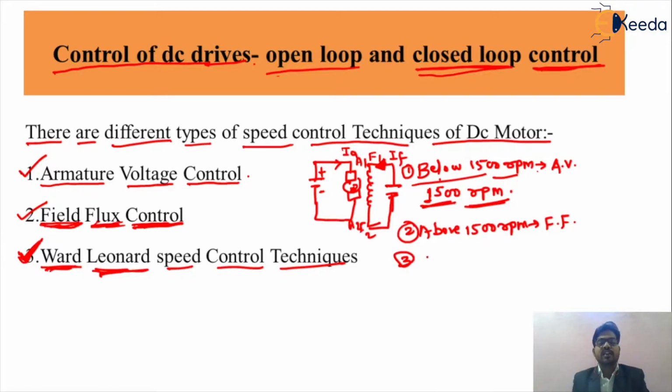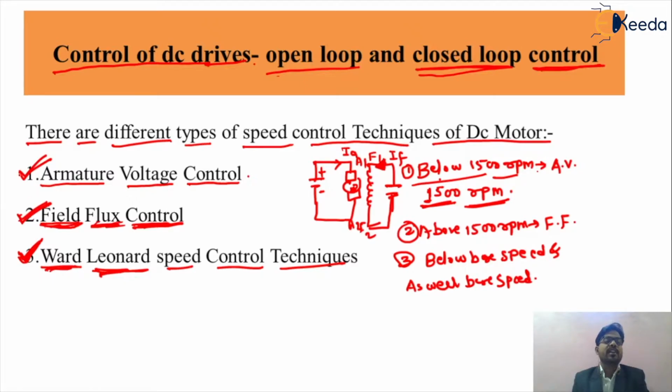So this is the third technique, which does speed control below base speed as well as above base speed. Okay, so these are the speed control techniques of your DC motor. If you know the basic fundamentals of these speed control techniques, now we can apply different control systems to these methods of speed control of your DC motor.